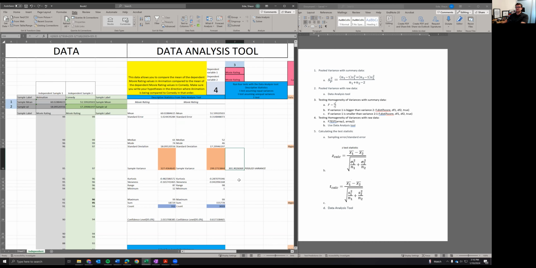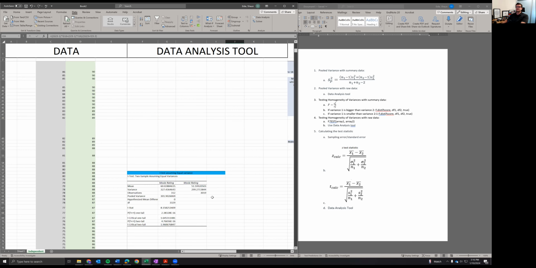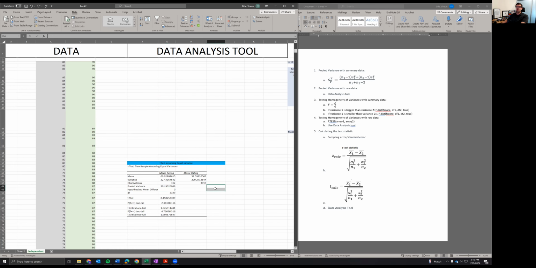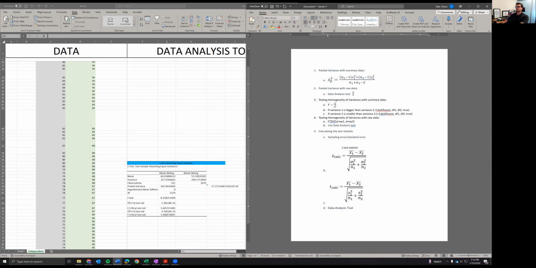This is the pooled variance, same exact thing, but you're eventually going to need the pooled standard deviation. In order to get the pooled standard deviation, you do equals the square root of the pooled variance, which gives you the pooled standard deviation. Okay. So that's how you get the pooled variance with the data analysis tool.